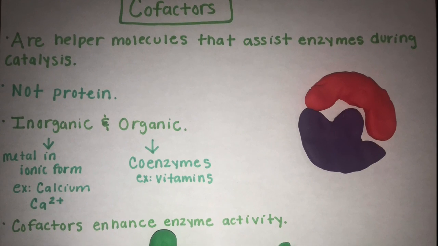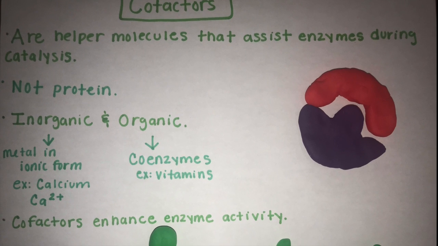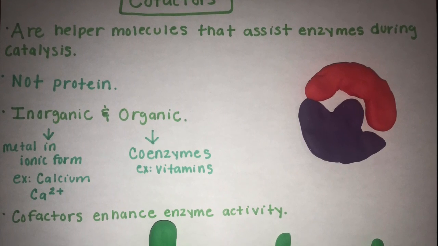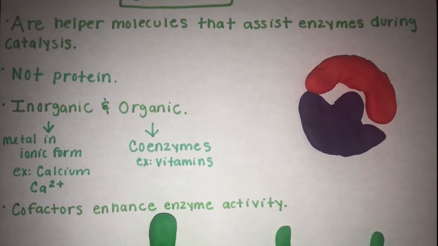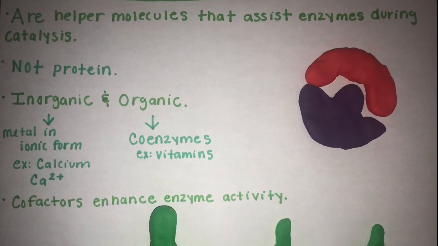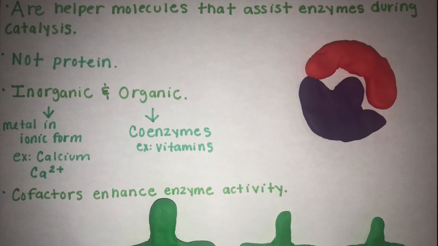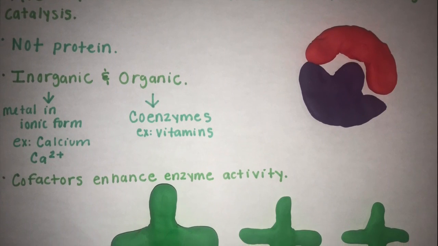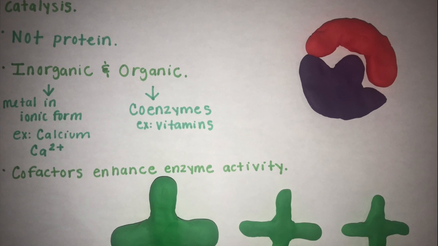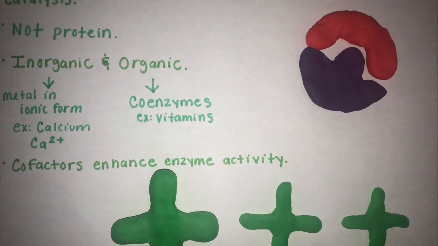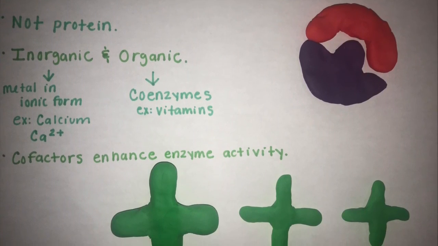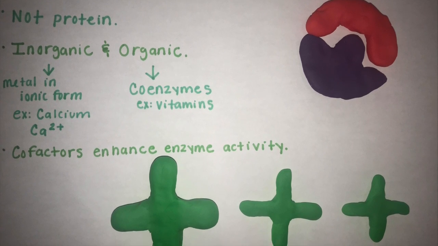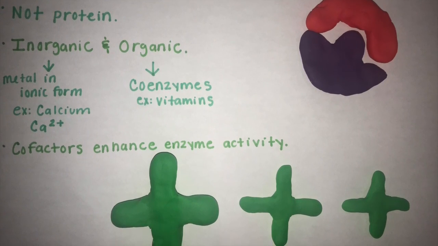Many enzymes are simple proteins consisting entirely of one or more amino acid chains. Others contain a non-protein component called cofactors, which are helper molecules that assist enzymes during catalysis. A cofactor is a non-protein chemical compound. Two types of cofactors are inorganic and organic, also known as coenzymes. Cofactors enhance enzyme activity.